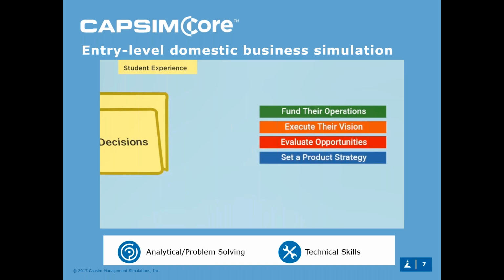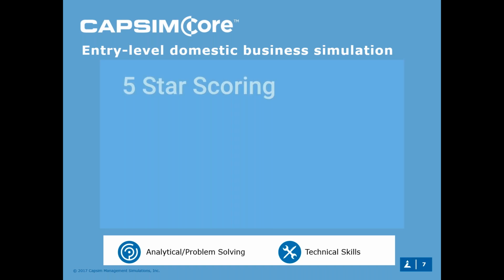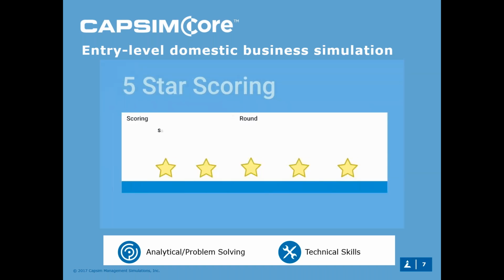Now, after all of these decisions have been made, the round is then processed, and then the results come in. And in Capstone Core, students are going to be evaluated on 5 key metrics, being sales, profit, contribution margin, and stock price. And if they've shown improvement over last year's numbers for these metrics, they'll receive a star, and if they do not, then they don't get a star.